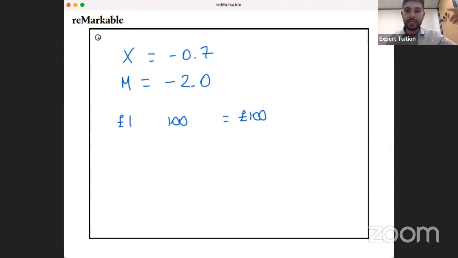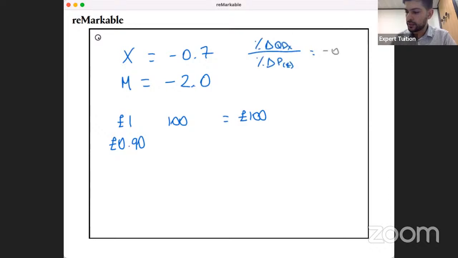That means everything that we're selling in the global market is 10% cheaper. So in other words, it's the equivalent now of 90p. Right. This is where this number will come into effect now, the minus 0.7. Because remember, the percentage change in quantity demanded, in this case of exports, over the percentage change in the price, in this case basically the exchange rate, is equal to, in this case, minus 0.7.